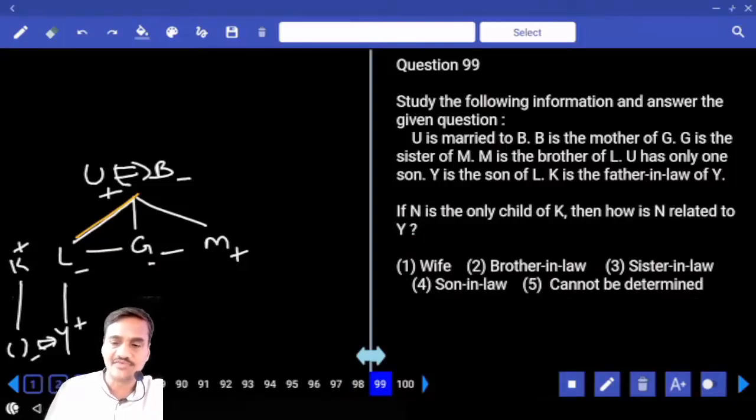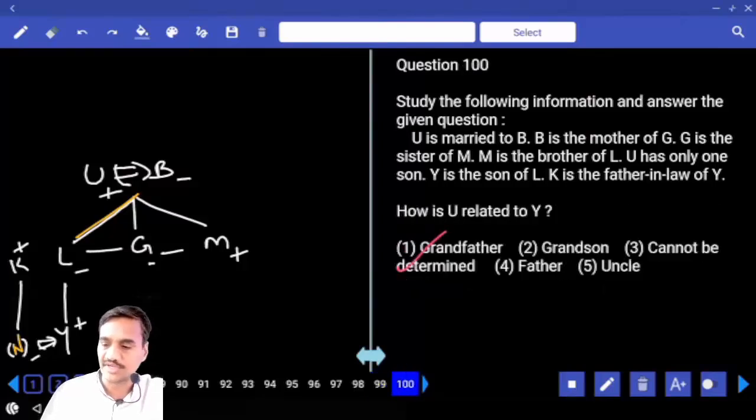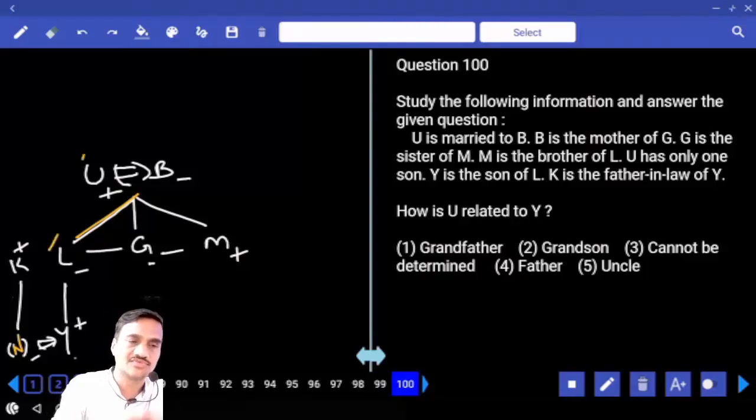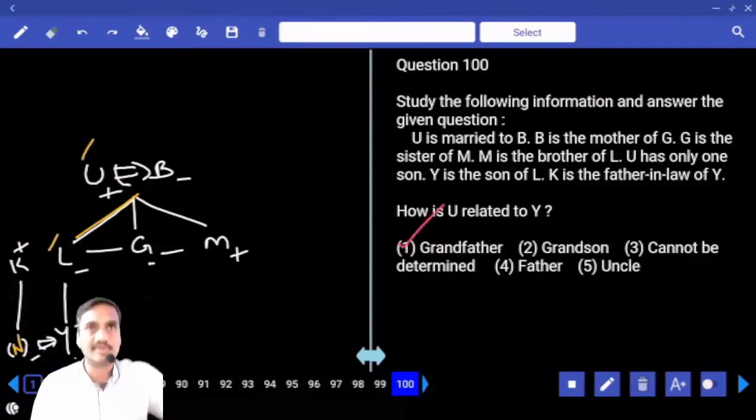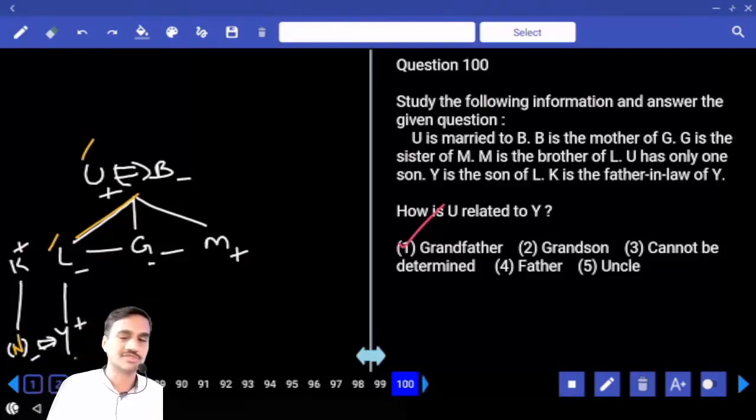Then 99, if N is the only child of K, she is none other than K's daughter. And how is this N related to Y? Wife. Wife, that is choice 1, question 99. And 100, how is U related to Y? Mother's father, grandfather, choice 1, question 100. Done with this? Now this is about question number 66 to 100.